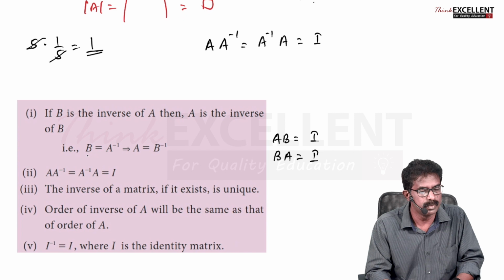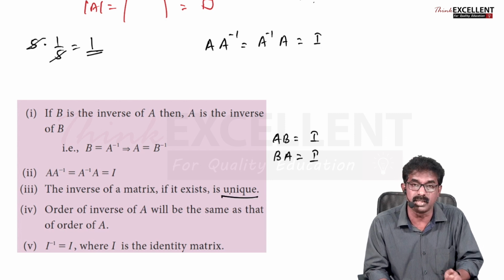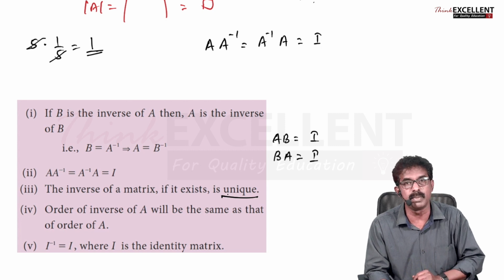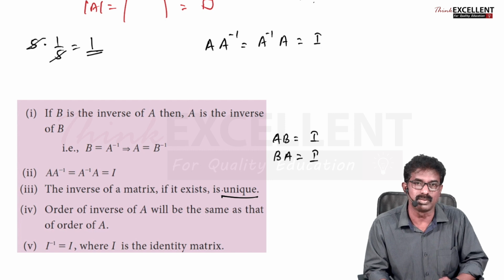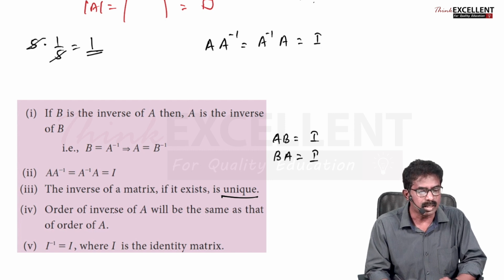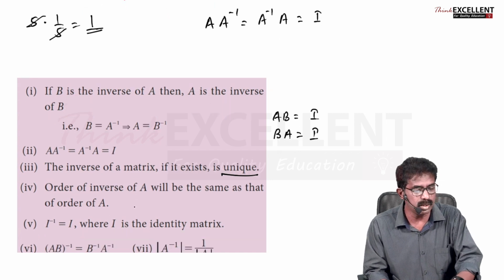So here, if A's inverse is B, then B's inverse is A. A into A inverse is I, already said. The inverse of a matrix is unique. In some cases, the inverse may not exist. If it exists, there is only one inverse. That means for every non-singular square matrix, only one inverse will be there. The order of A and the order of A inverse will be the same. Suppose the order of A is 3 by 3, the order of A inverse is also 3 by 3 only.